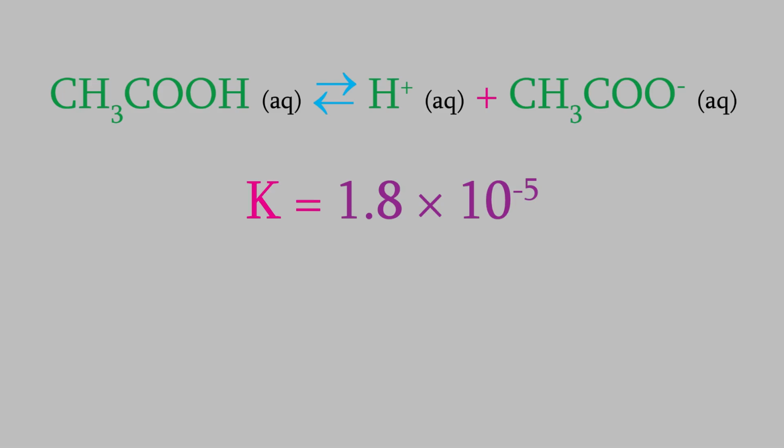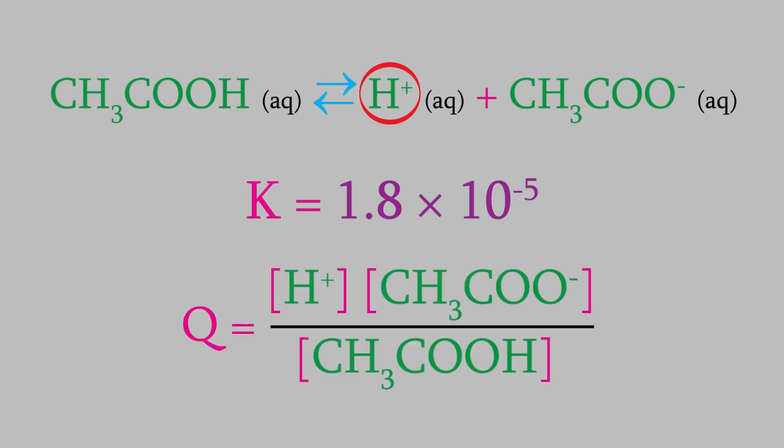But now, suppose we add some more H plus ions to the solution. What will happen? If we do that, we're adding a product, and that means this ratio will increase, and it'll become larger than K. However, reversible reactions always try to be at equilibrium. In this case, that means the direction of the reaction will change so that the amount of product will decrease. In other words, because we added some additional product, the reaction will shift to the left to try to get rid of some of what we added.